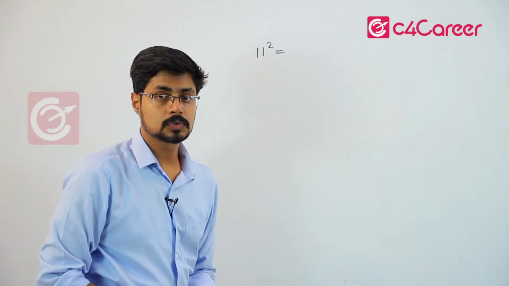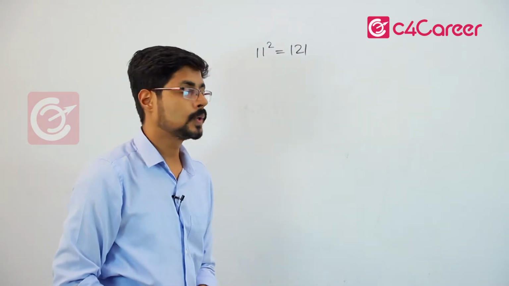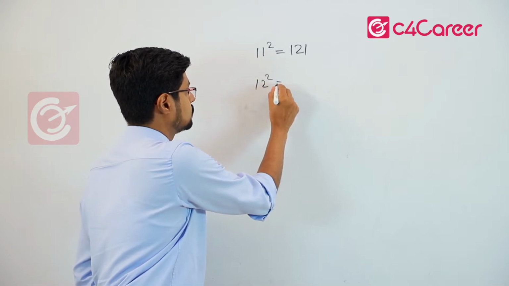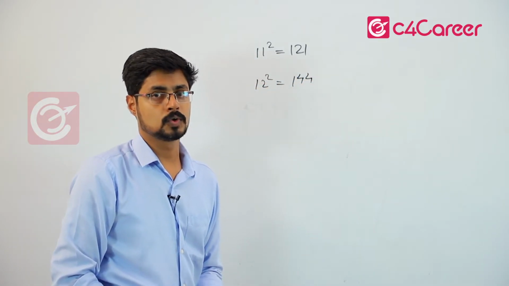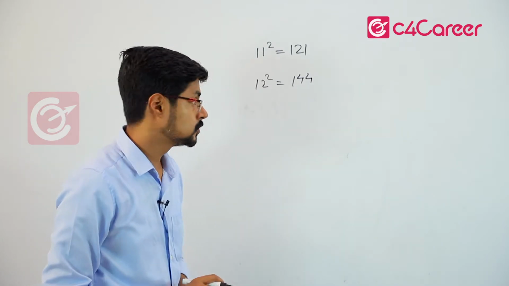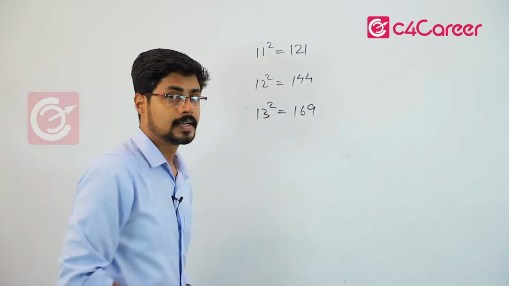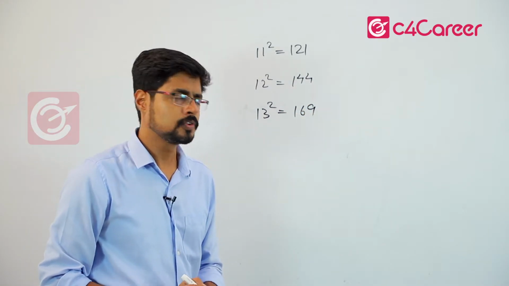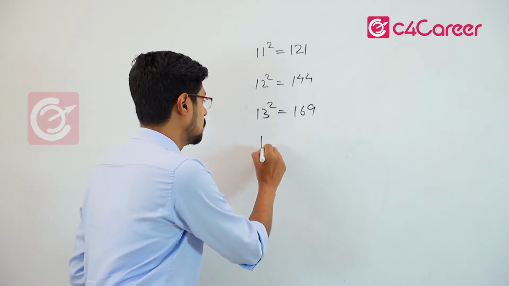What are those numbers? 11 square. What is 11 square? I know most of us know that. 121. 11 square is 121. What is 12 square? 12 square is 144. So many of us know the square of 12 also. 12 square is 144. 13 square, that is 169. So few of us know the square of 13 also. 13 square also is familiar to us.